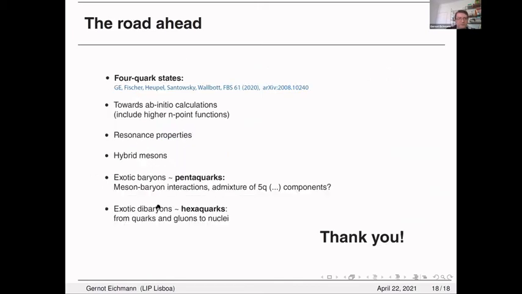Okay, so the road ahead for functional methods on exotic mesons is summarized here. We recently wrote a short review on our work on 4-quark states. There is movement towards ab initio calculations, which means to include higher endpoint functions and resonance properties. Hybrid mesons are underway. And next on the list are exotic baryons, like pentaquarks and dibaryons, which could also lead to interesting effects in the light quark sector. So with that, I conclude.